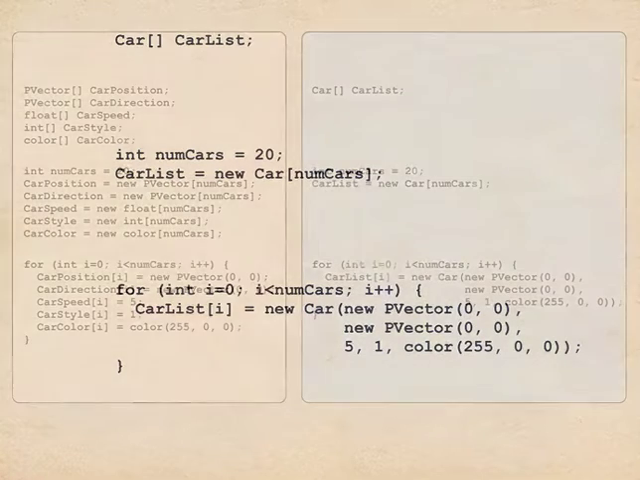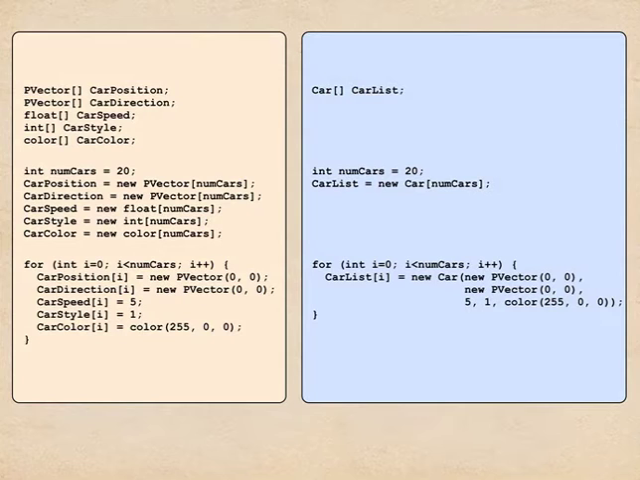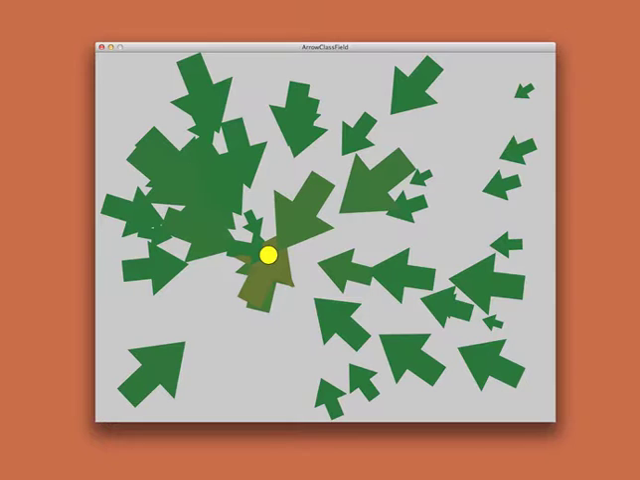So let's contrast these side by side. In this case, we have the best of both worlds. The code is shorter and it's clearer. Let me show you an example of using an array of objects and then the power of encapsulation.